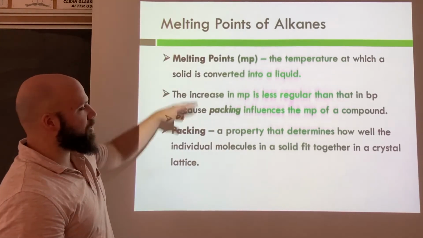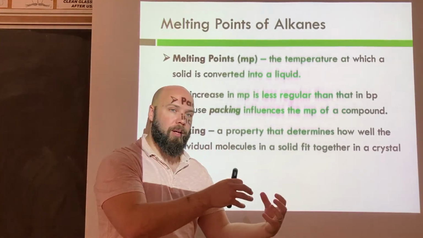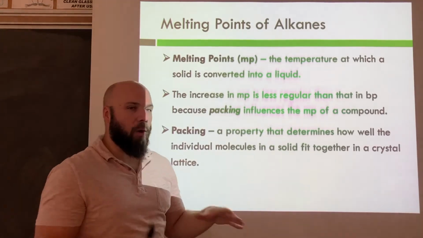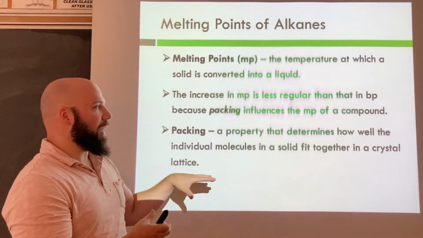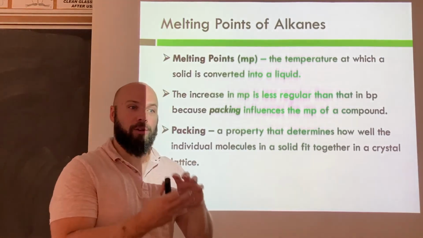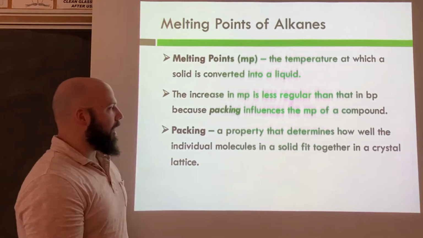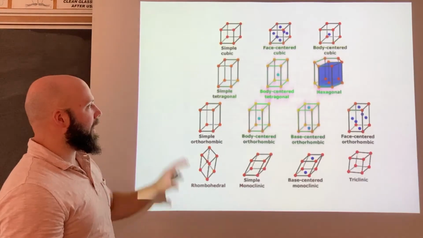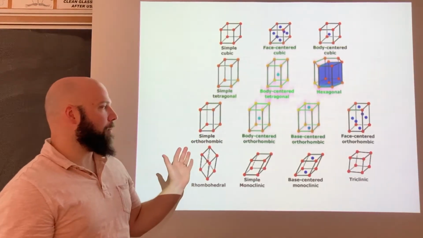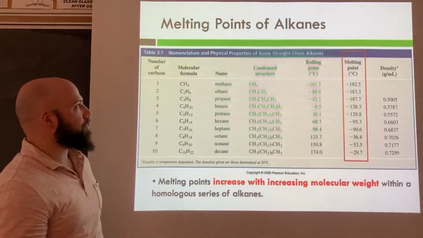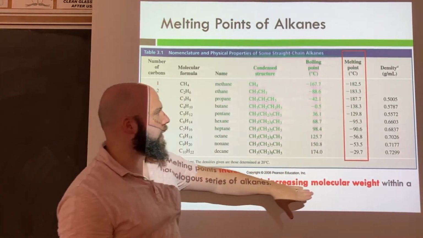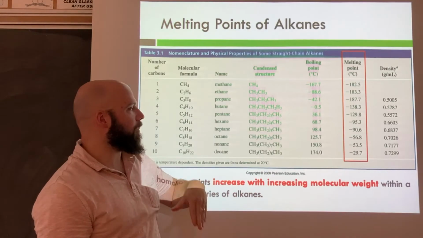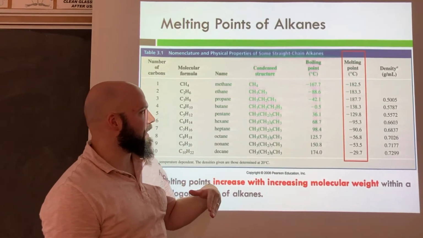Packing is something we're going to explore in this second unit. It's a property that determines how well it packs together as a solid. Since melting is changing from solid to liquid, how well the solid is packed together would affect the amount of energy required to unpack it. But we're going to look at the different shapes of packing, like these guys, in the second unit. So going back to this chart, you can see the melting point is not as uniform. It doesn't increase as consistently.